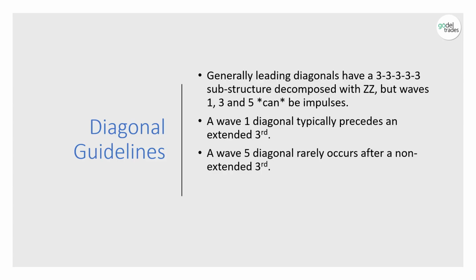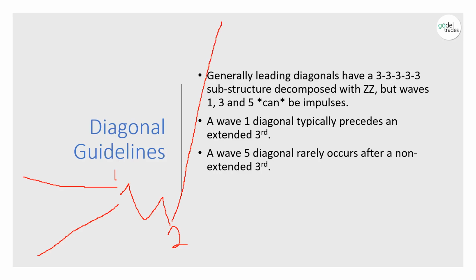A wave 1 diagonal typically precedes an extended third. So let's say you have a contracting diagonal here for this wave 1, then you go into this little wave 2 pullback. That usually will precede a nice extended third wave breakout. A wave 5 diagonal rarely occurs after a non-extended third, so you wouldn't have that and then a diagonal. Okay, it's very uncommon.